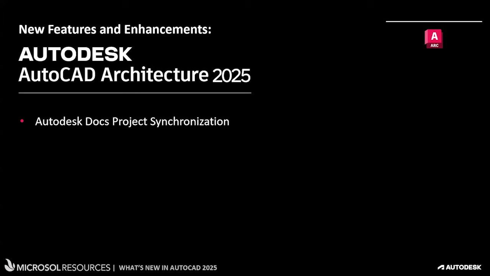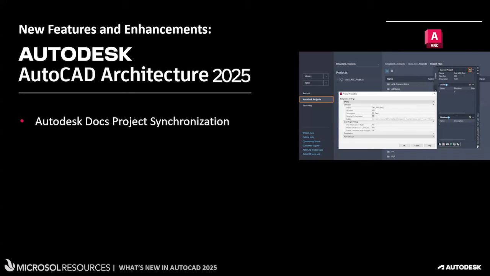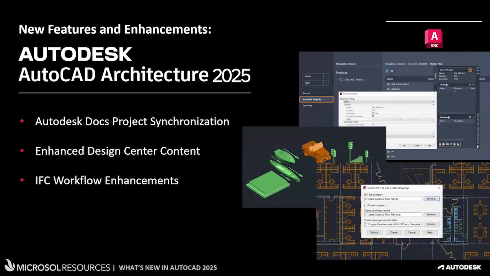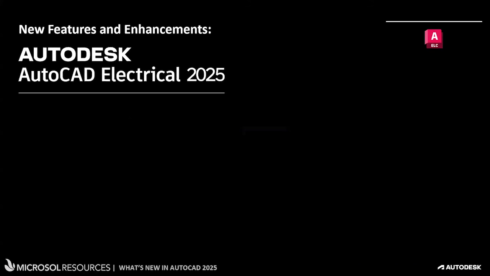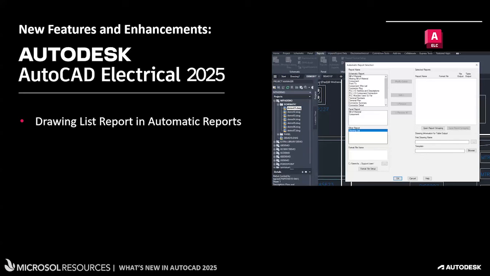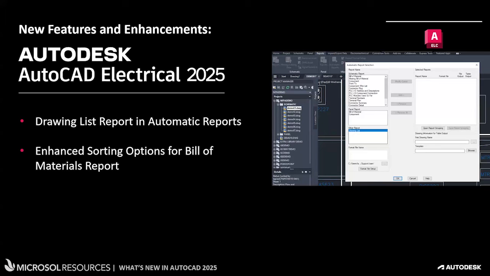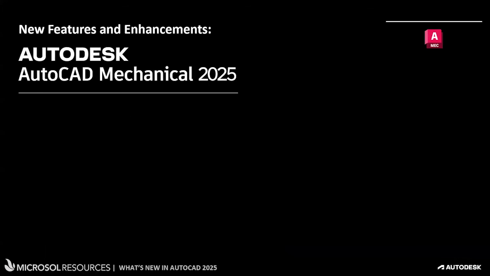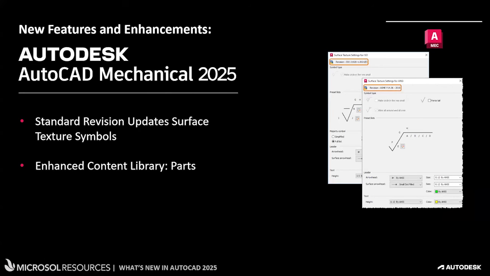We have Autodesk Docs project synchronization. We have enhanced design standard content. And we also have IFC workflow enhancements. AutoCAD Electrical 2025 now includes drawing list reports in automatic reports, enhanced sorting options for bill of materials reports, and wire type synchronization. In AutoCAD Mechanical 2025, users can now access an enhanced parts content library and standard revision updates for surface texture symbols.